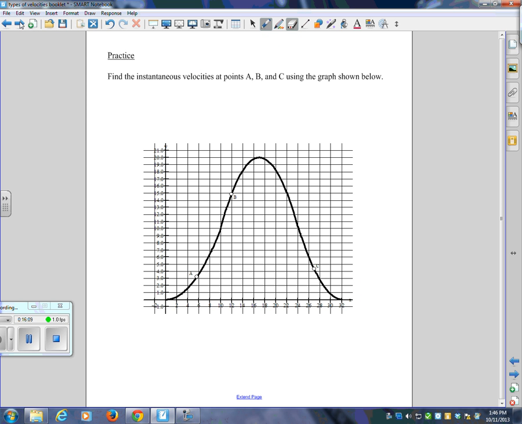This always challenges kids. I really need to come up with a better graph here. But for the time being, I would like you to find instantaneous velocities at points A, B, and C. Now, you might need a ruler. You can use a straight edge. It doesn't have to be a ruler that measures. All it has to be is something that's straight. Okay? You need to find tangent lines at A, B, and C.